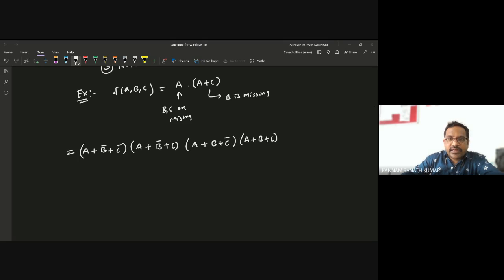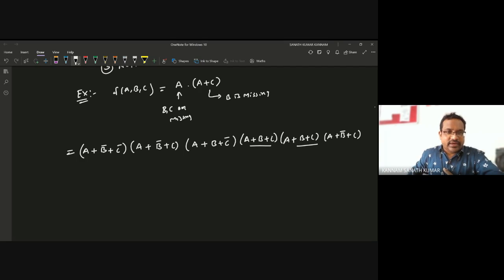Again here you can write A plus B plus C, A plus B bar plus C, A plus B bar plus C. If you see, A plus B plus C, these both are the same. So you can write ABC.